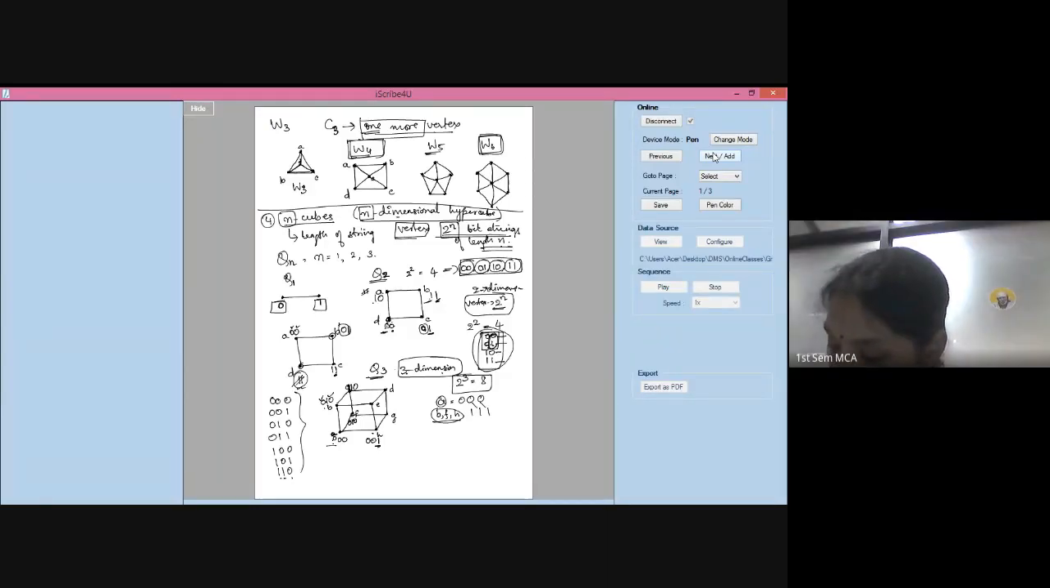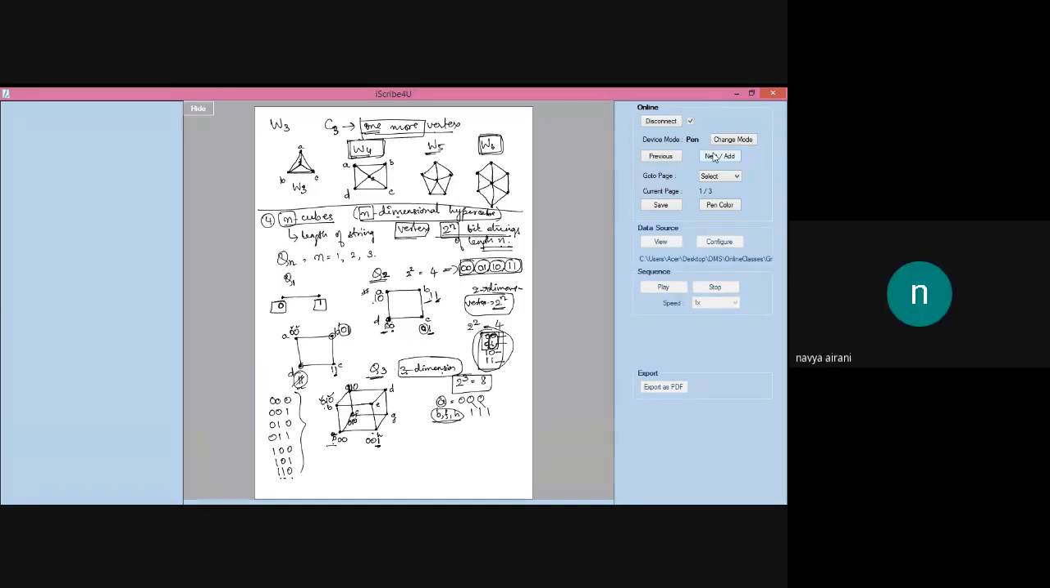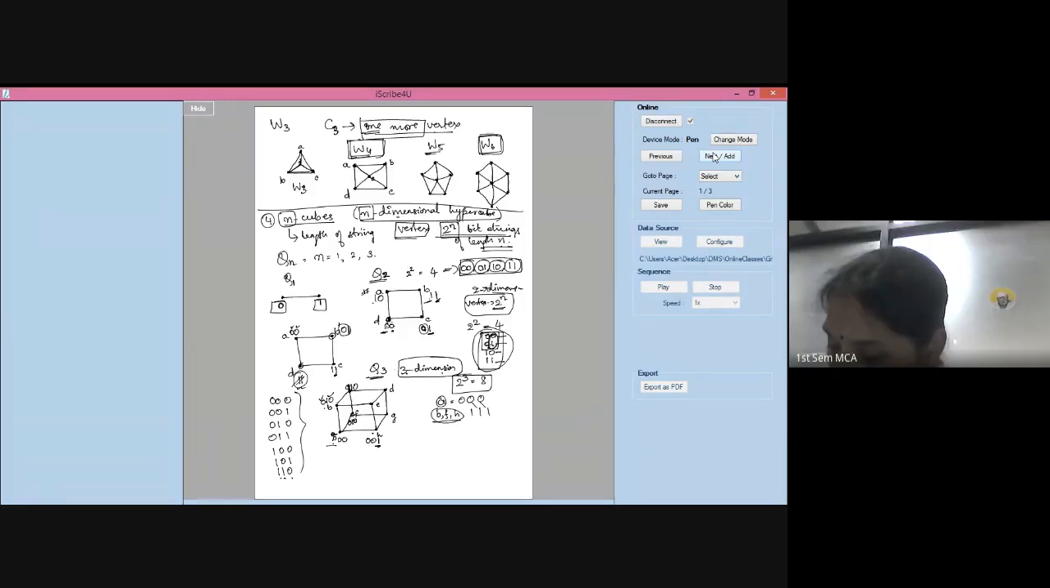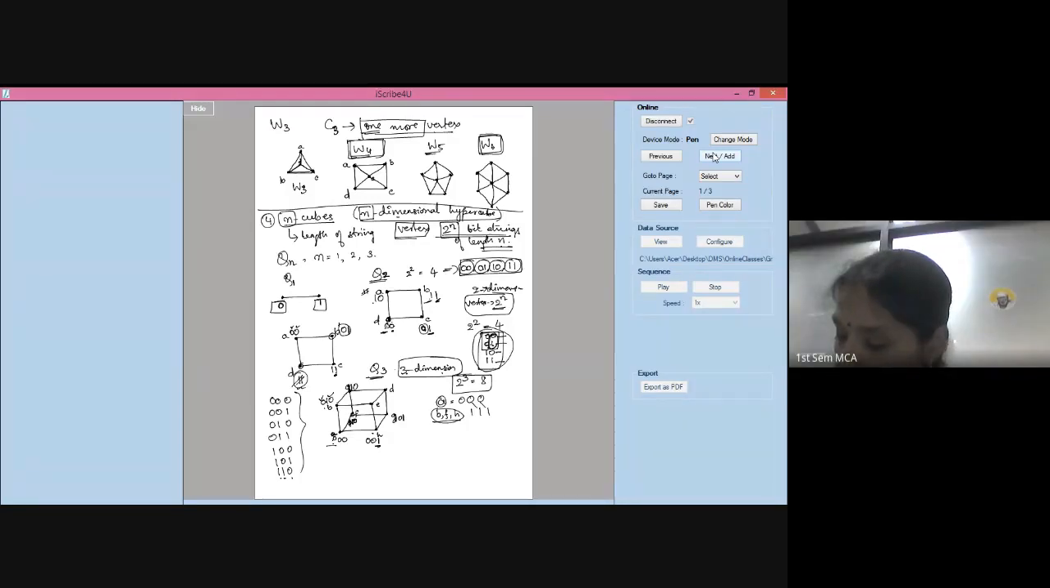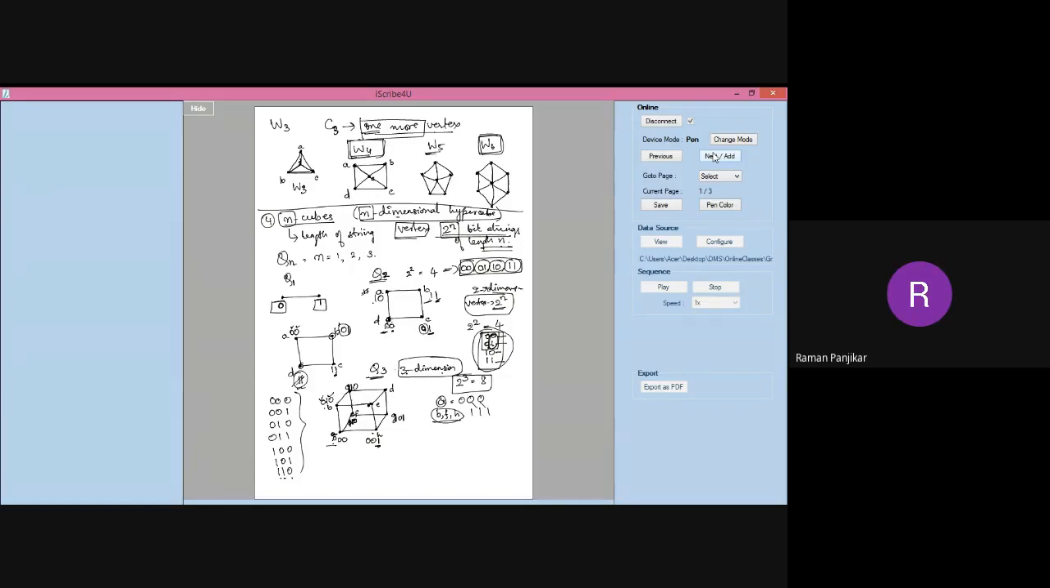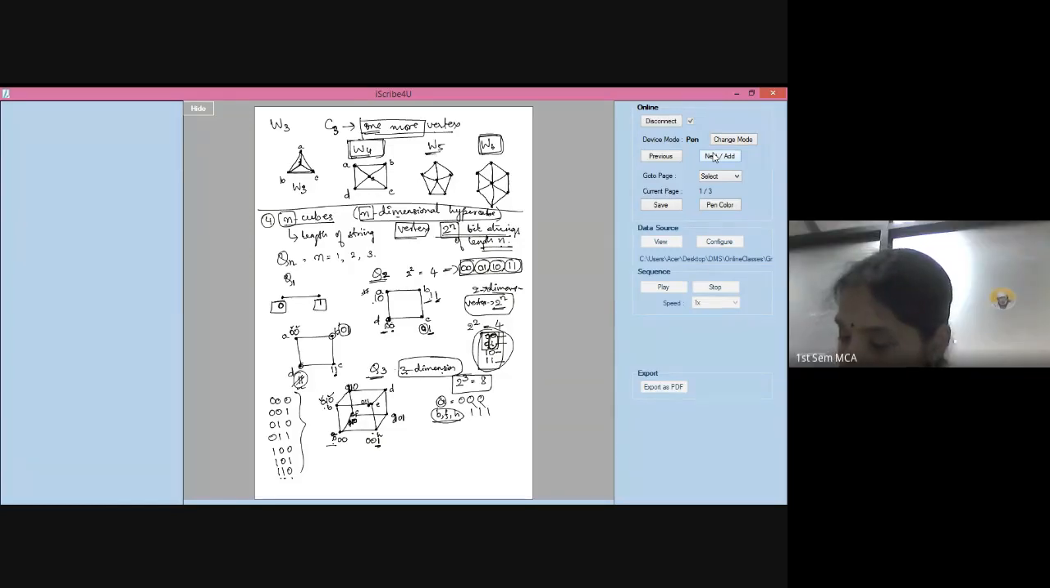So what can I place here? 100. Yes, 100 I can place, correct, so that becomes 100. Then next, can I place G as 101? Yes, that is possible. Then E, what can I place? 011. Then D, 111. Correct. So that's how you should place.